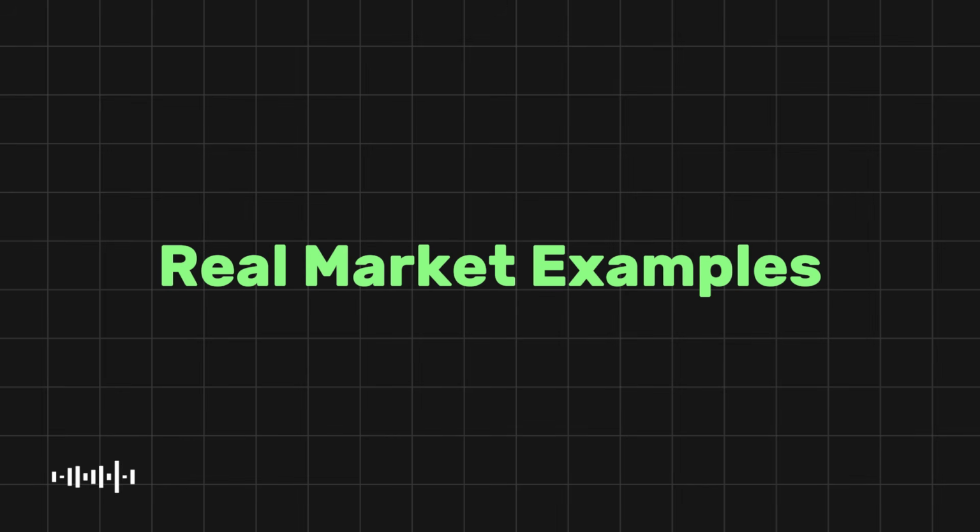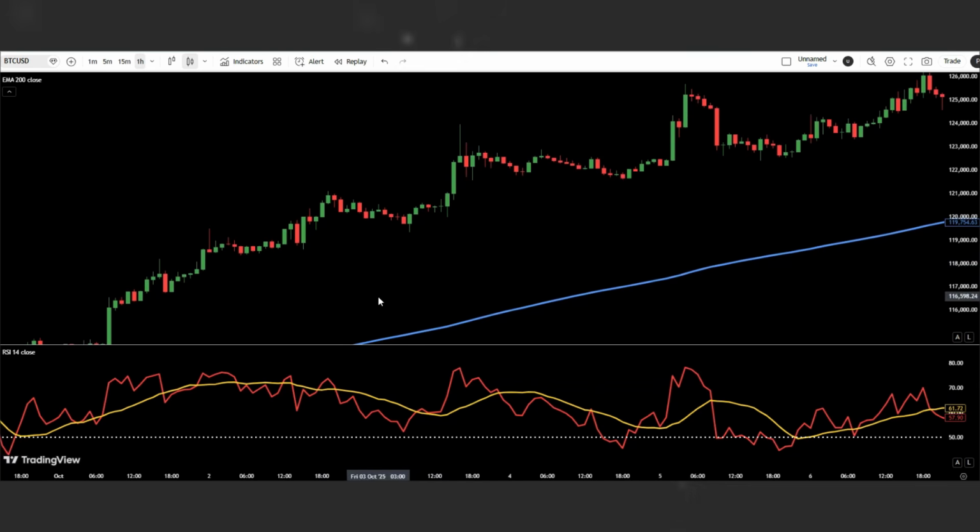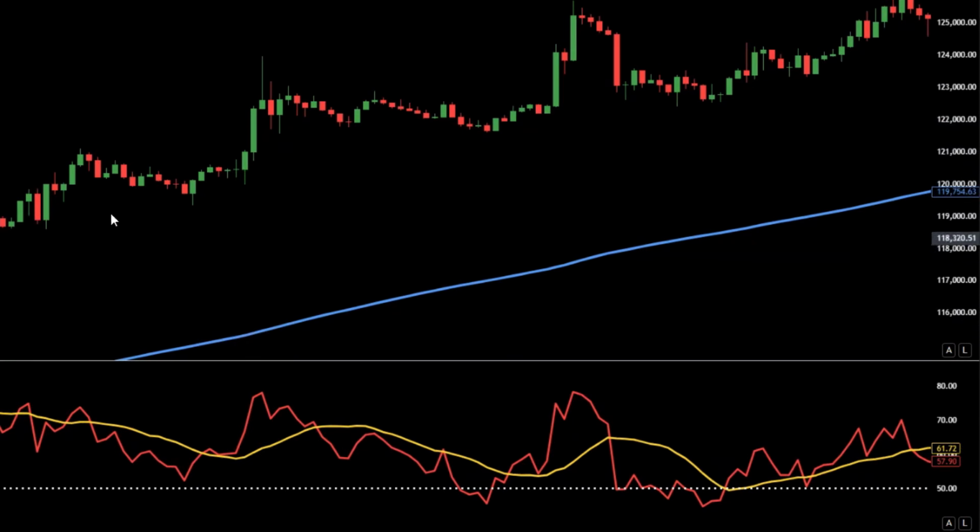Real market examples. Buy trade. Here price has been moving upward for some time and is clearly above the EMA 200. This tells us that long-term trend is bullish, so we only look for buy setups. Now price makes a small pullback. During this pullback, RSI drops slightly but stays above the 50 level.